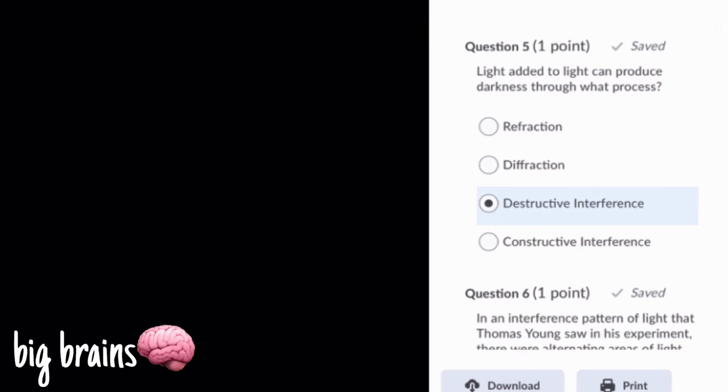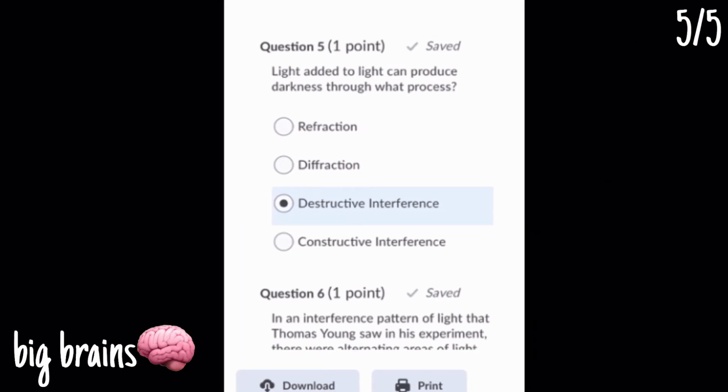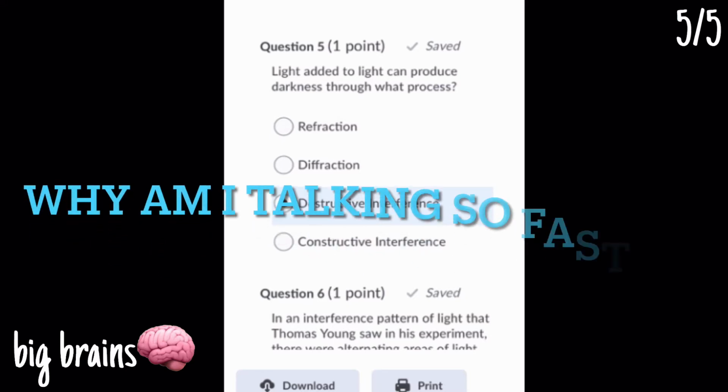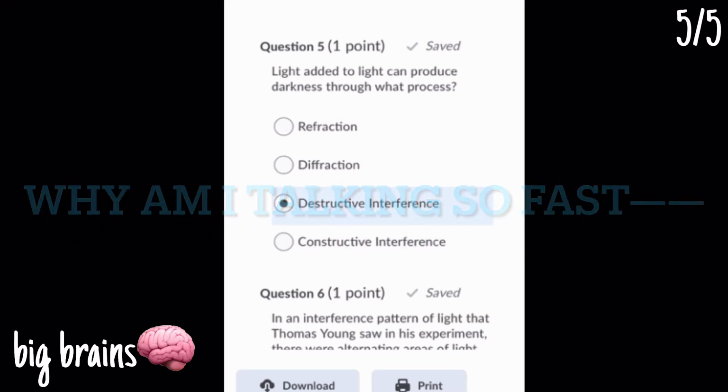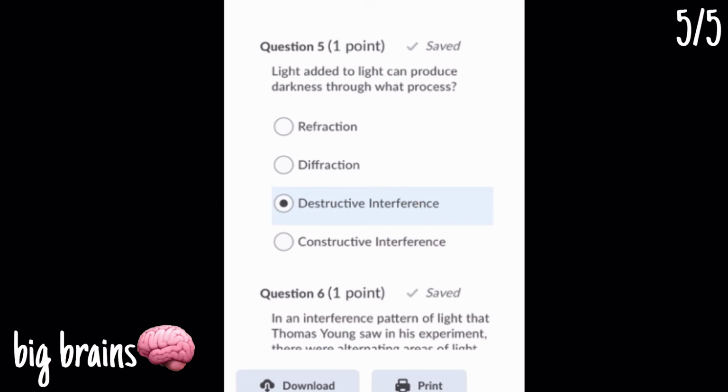Let's move on. Okay, so light added to light can produce darkness through what process? That would be destructive interference, and we've learned about this. It's like, instead of constructive where the waves build each other and the amplitudes double or increase, in this case it's going to cancel each other out because they're on opposite sides. So one is on the top, the other on the bottom, and then they just make a flat line. In the case of light, it would produce darkness.